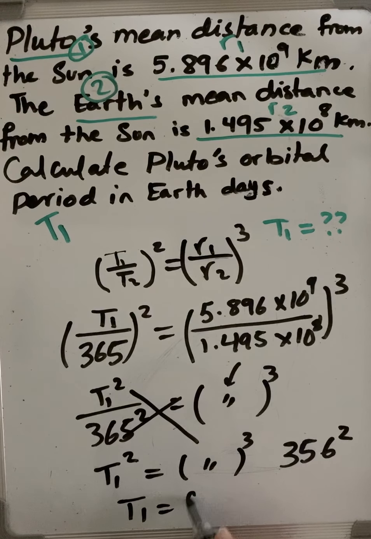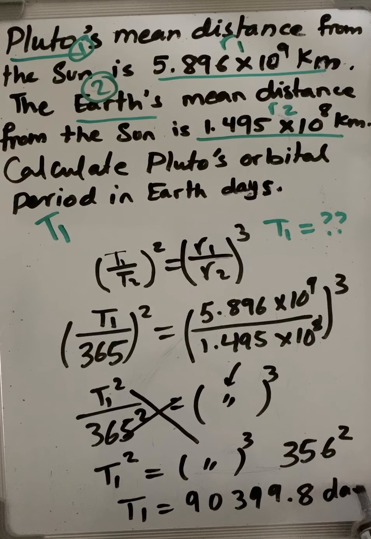T1 will be 90399.8 days. Earth days for sure. So this is the period of Pluto. This huge number of days is needed for Pluto to finish one round around the Sun.